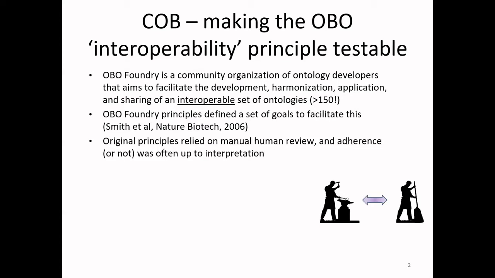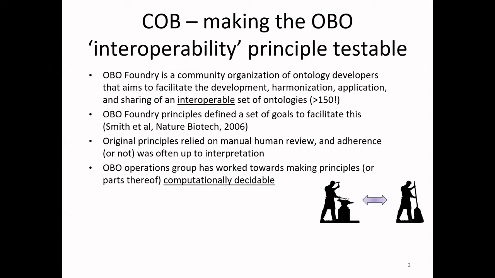The problem was that the idea was that these would be enforced or tested based on manual human review. And the problem with that was when that review happened, which first of all takes a lot of time, it was often still not clear if an ontology really conformed to a principle or not. So for a while now, as part of the OBO operations group, we have tried to work towards making the principles, or at least major parts thereof, computationally decidable.